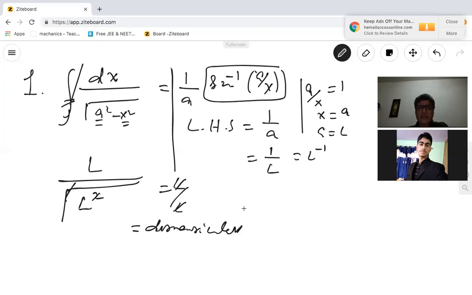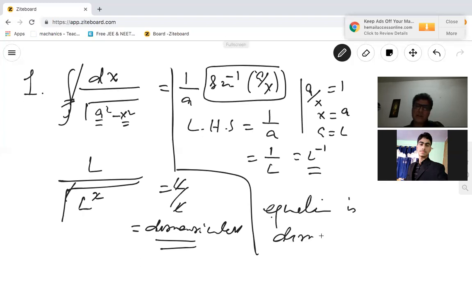Left hand side dimensions are not equal to right hand side dimensions. That's all. यहाँ left side का dimension निकलता है dimensionless. Right side का निकलता है L^-1. So the equation is dimensionally incorrect. Don't make this mistake: L square minus L square is equal to 0. L square minus L square is again the same L square, right? Yes, sir.